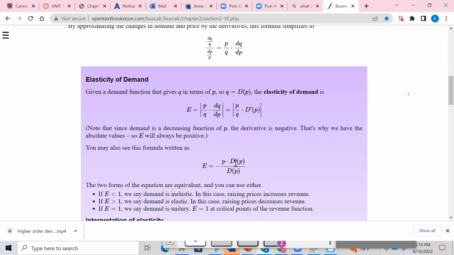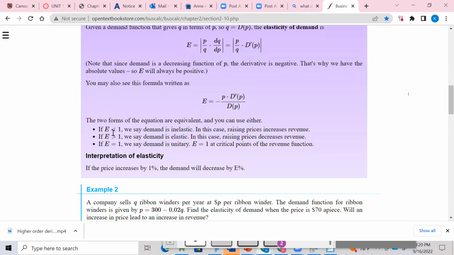It's p times the derivative of p divided by d of p, because d of p is the same thing as q. And that's how we'll write it in this class. And we have 3 rules. If E is less than 1, we say the demand is inelastic, which means if we raise prices, it increases revenue. So the change in demand is not that much. As a result, the revenue would still increase.